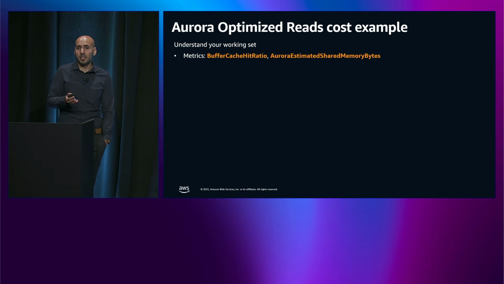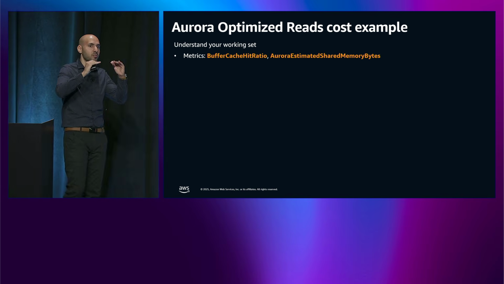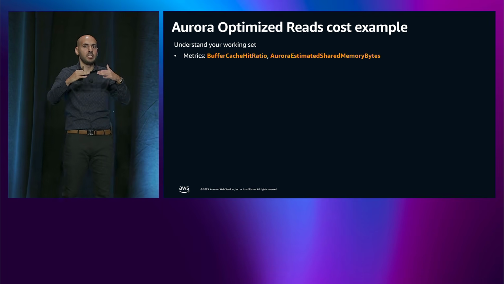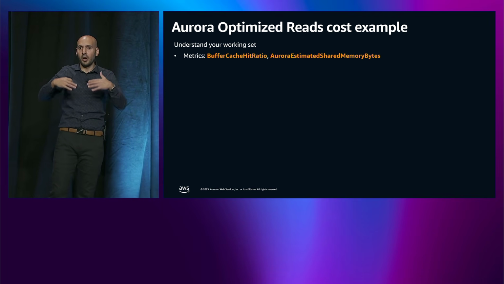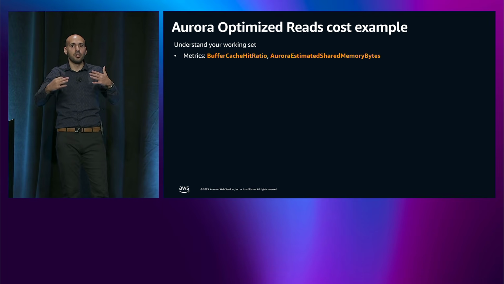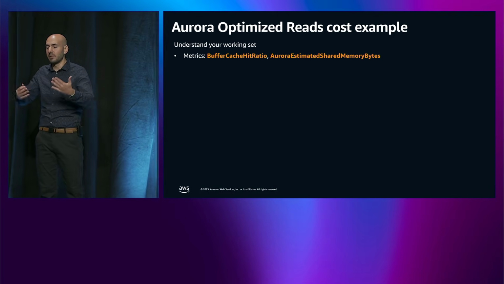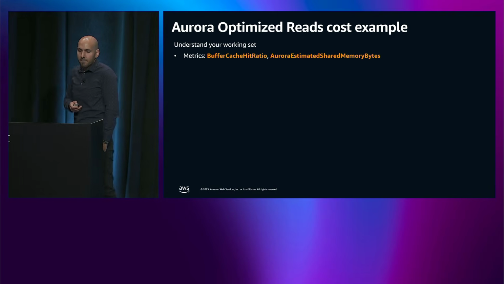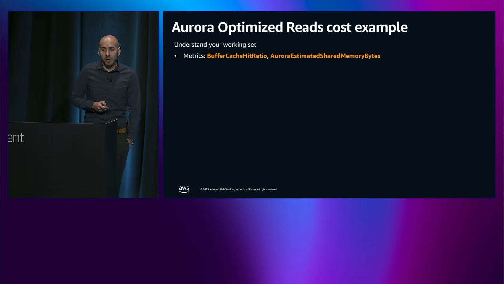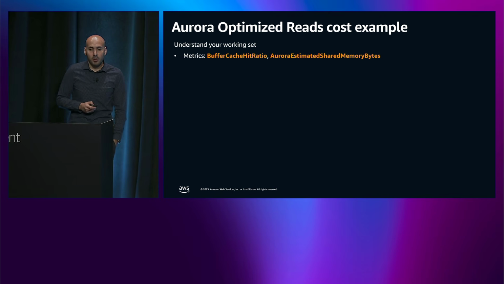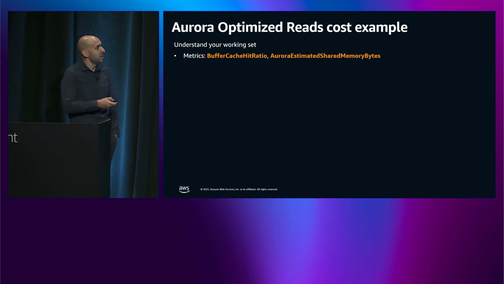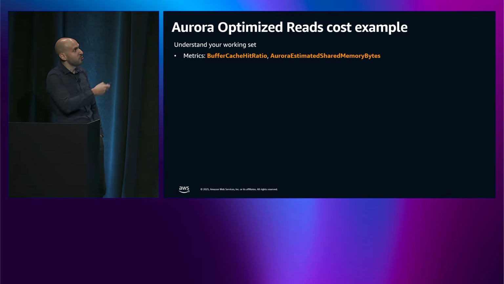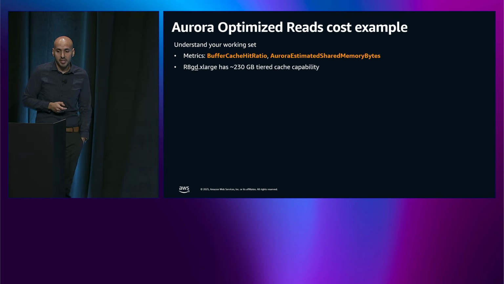In the case of optimized reads, you have great control over it. As you use a larger instance, for example, if you move from R6gd 2XL to 4XL or 8XL, you will get a larger local NVMe SSD, which improves the amount of cache you have. So that's one thing. The other thing is the working set of your application, and you can use metrics in CloudWatch to estimate the working set for your application.